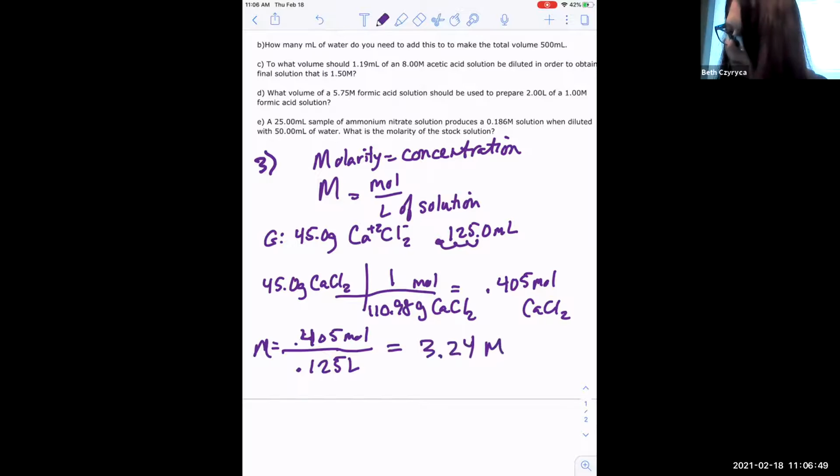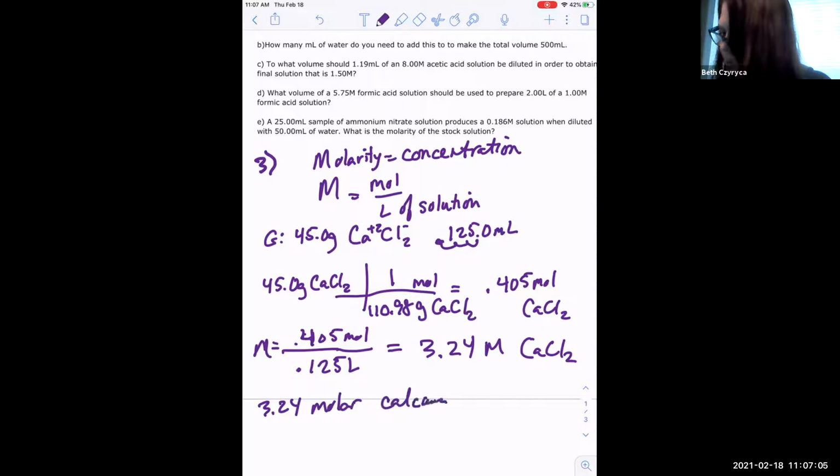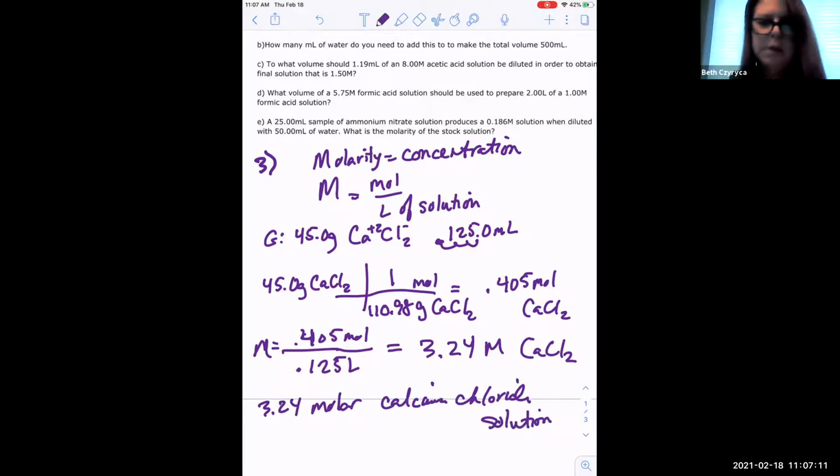All right, so we would say we have a 3.24 molar calcium chloride solution. This is how we would write it. This is what we would say. 3.24 molar calcium chloride solution. That's how we actually say it.